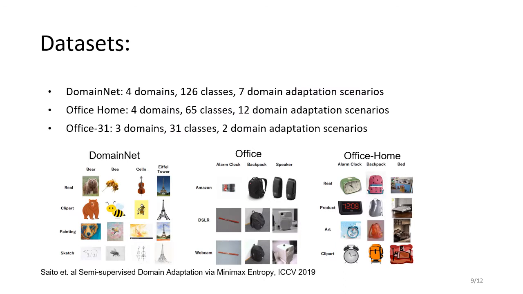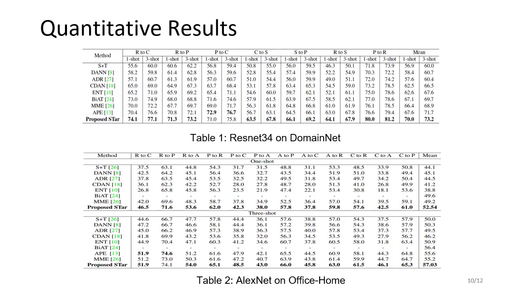We use three commonly used datasets to benchmark our method, namely DomainNet, which has 4 domains, 126 classes, and 7 domain adaptation scenarios. Office Home, which has 4 domains, 65 classes, and all 12 domain adaptation scenarios. Office 31, which is a relatively small dataset with 3 domains, 31 classes, and 2 domain adaptation scenarios.